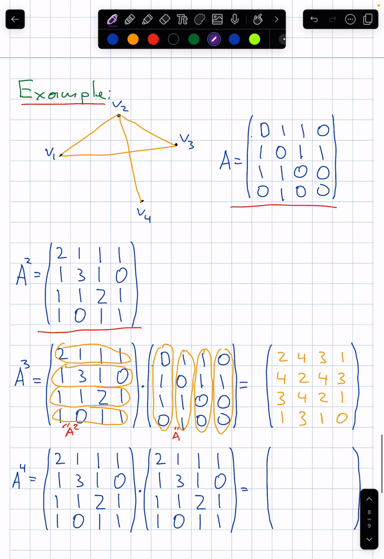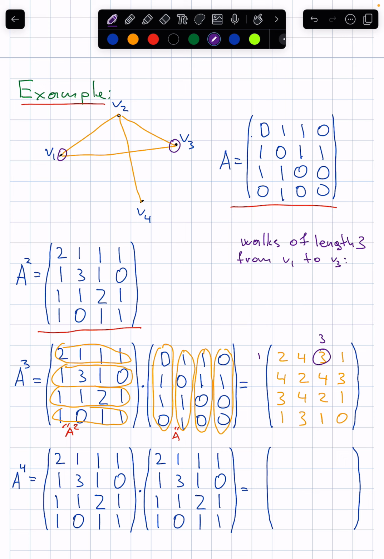All right. Well, let's check something. Let's pick some entry here, maybe this one. This is the first row and third column. So that should correspond to the first vertex and the third vertex. And we are looking at walks of length 3, so from V1 to V3. So let's try to find all of them.